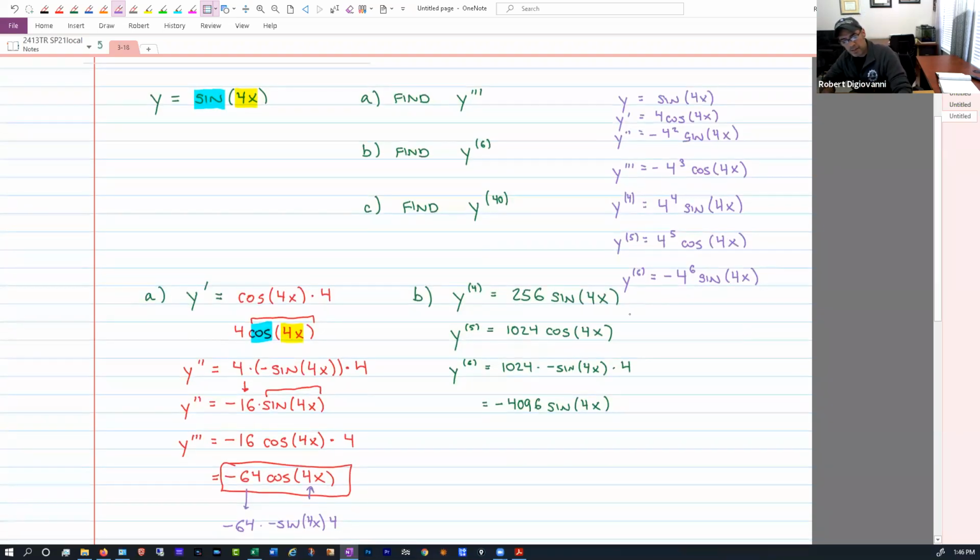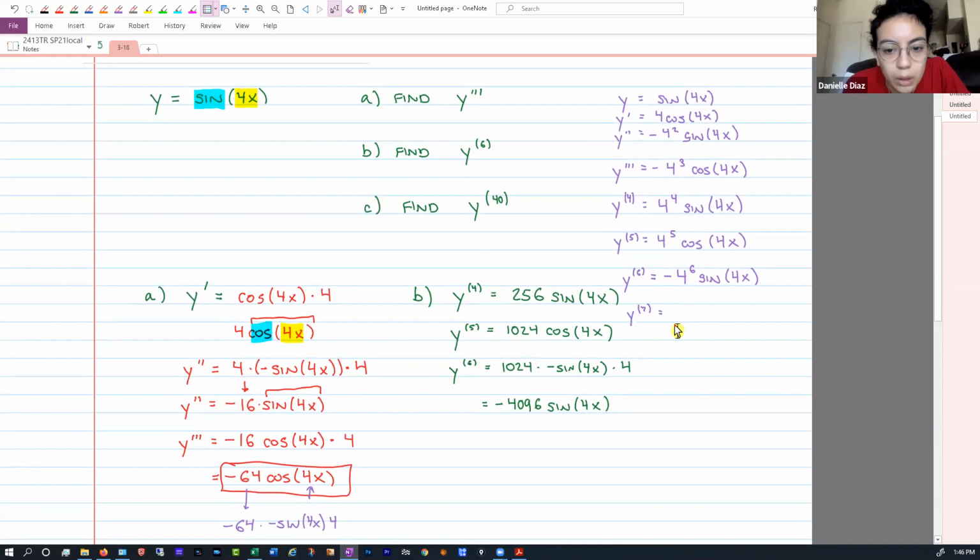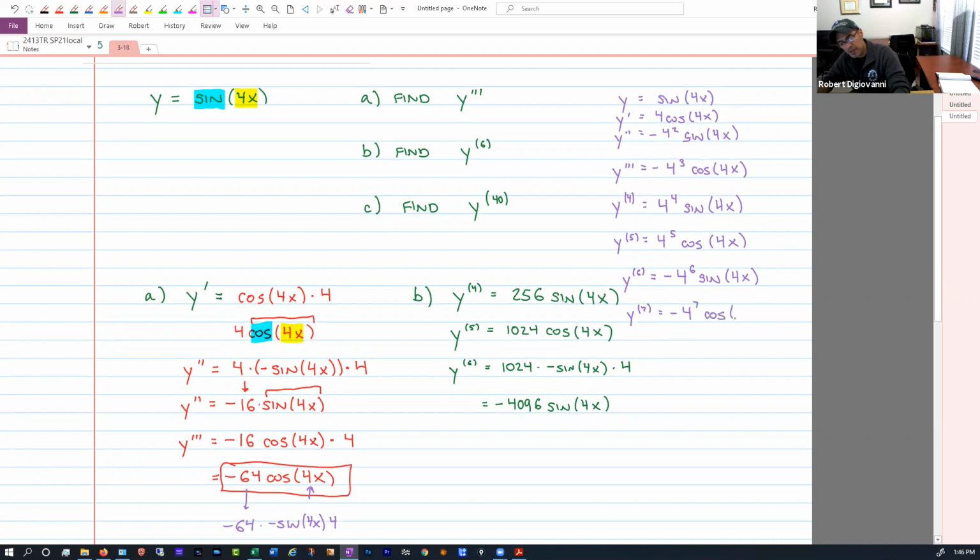And then let's do another one. The 7th derivative. Okay, am I going to switch signs or not? No, stay negative. How many 4s? There's going to be 7 of them, so 4 to the 7th, and now I've switched to cosine 4x.